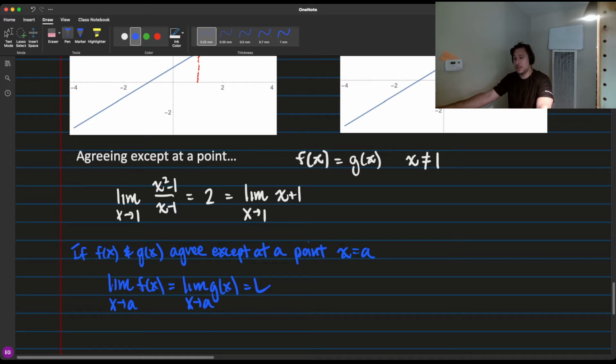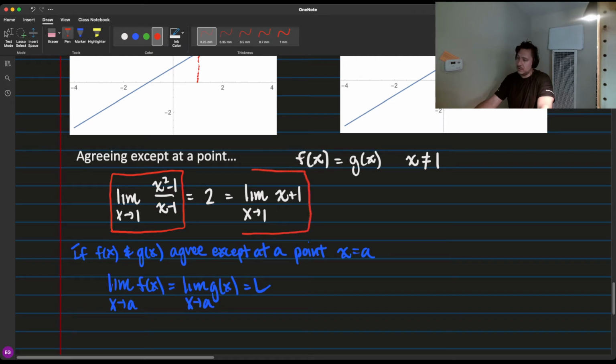So what's interesting about this is that we had no way to solve the limit of x squared minus 1 over x minus 1 because the quotient rule didn't work, since we got 0 in the denominator. However, you can calculate the limit of x plus 1. You can calculate it using direct substitution. Right? If you just plug 1 into your polynomial x plus 1, you get 2.